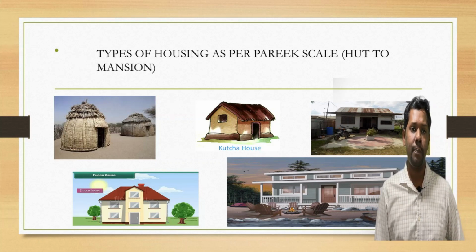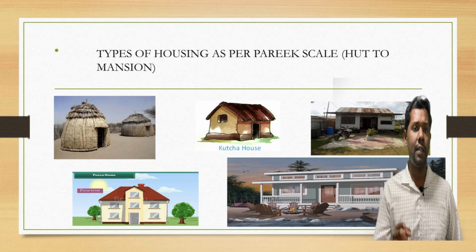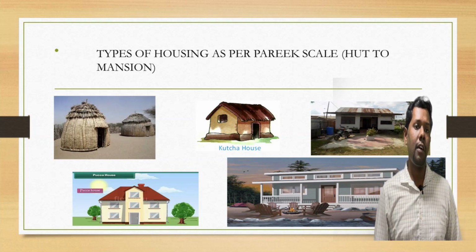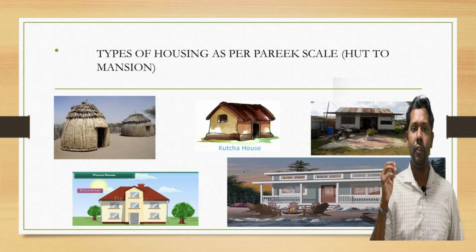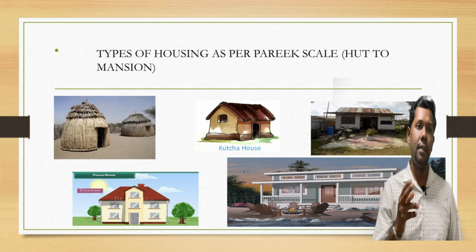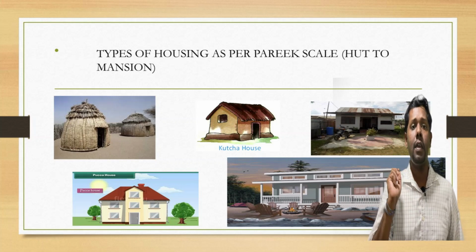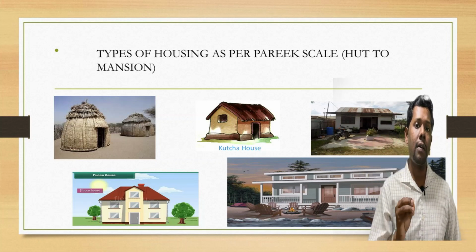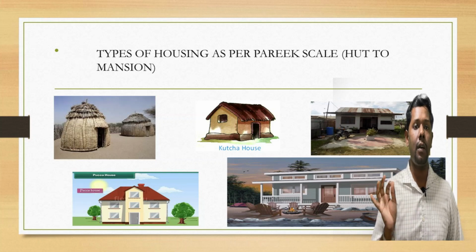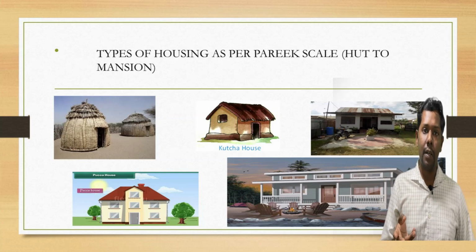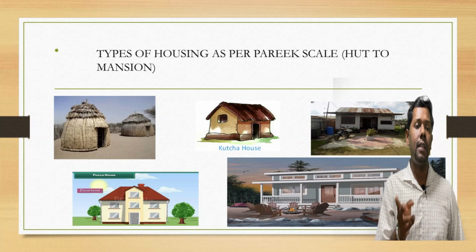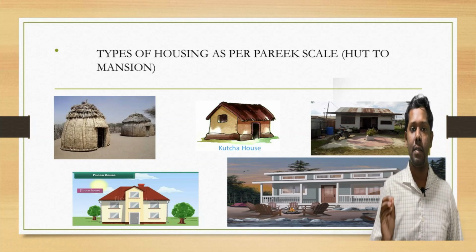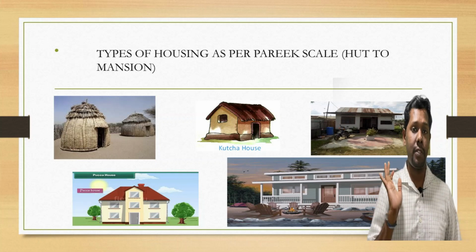What is the Pakka house? Usually two concepts are taken, that is one is the wall material as well as the roof material. The wall material of a Pakka house will be made up of concrete cement, and usually the wall material and the roof material will be made up of RCC, that is reinforced cement concrete materials. Coming to the semi-Pakka house, either one of them, that is either the wall or the roof material, will be made of this material, that is the RCC based cement or asbestos sheet.